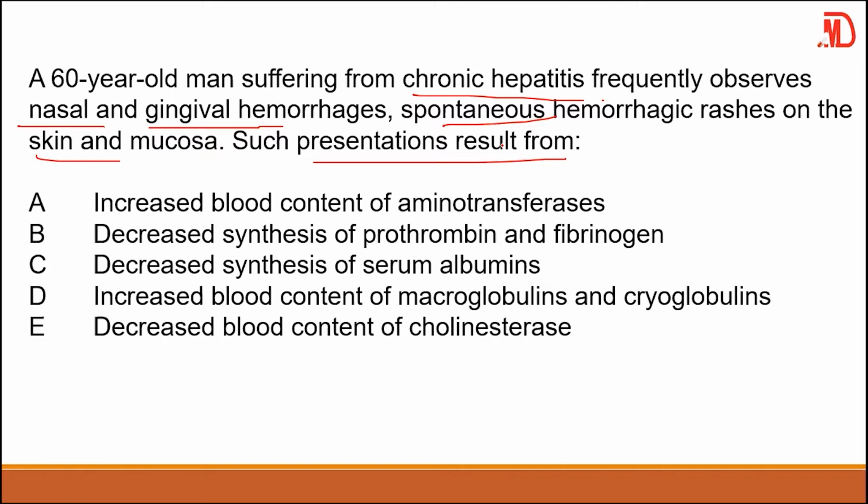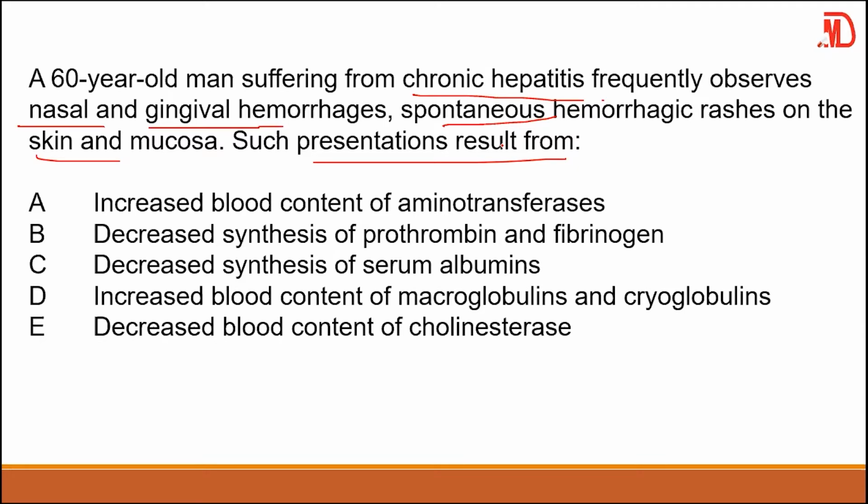And of course, if you look at our options here, what will be your best bet? We are talking about prothrombin and fibrinogen, because these are involved in coagulation of blood. And when blood is not coagulated, it means you can easily bleed. As simple as that.